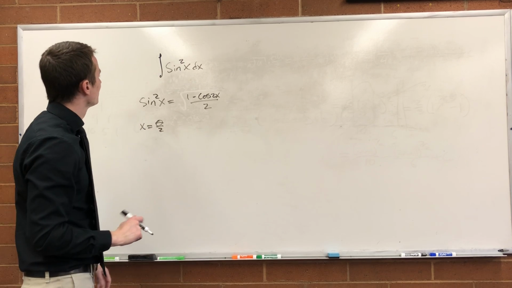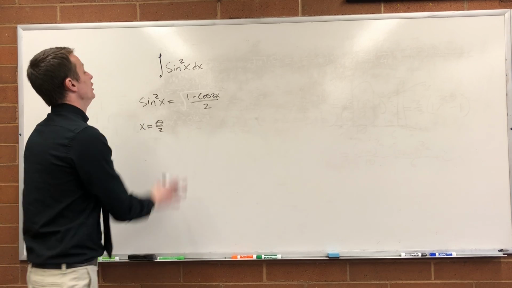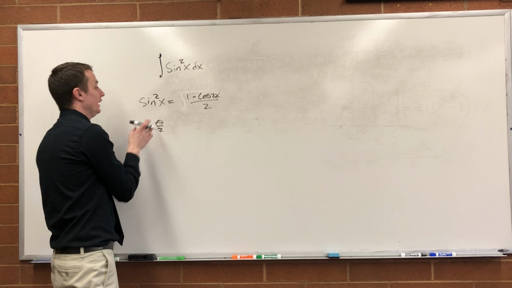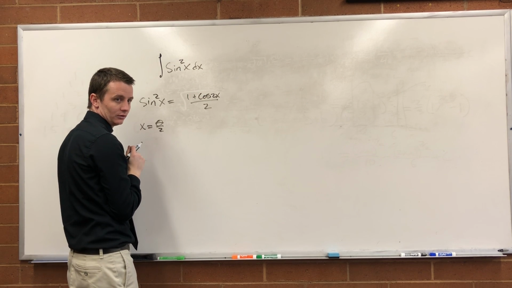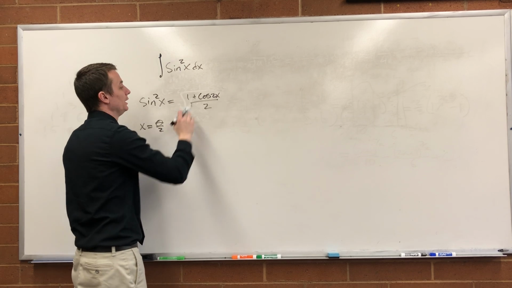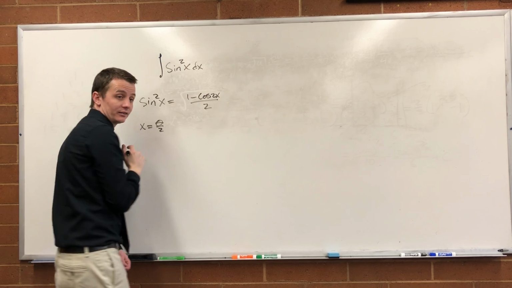Gotcha. Anyway, it's just a trig identity, so that's going to be our substitution. And if it's cosine squared, we use 1 plus. That's the only difference. So we now know how to work with a sine and a sine squared.